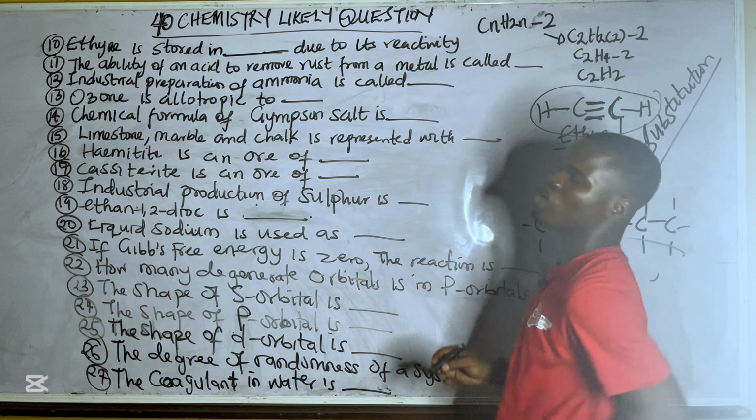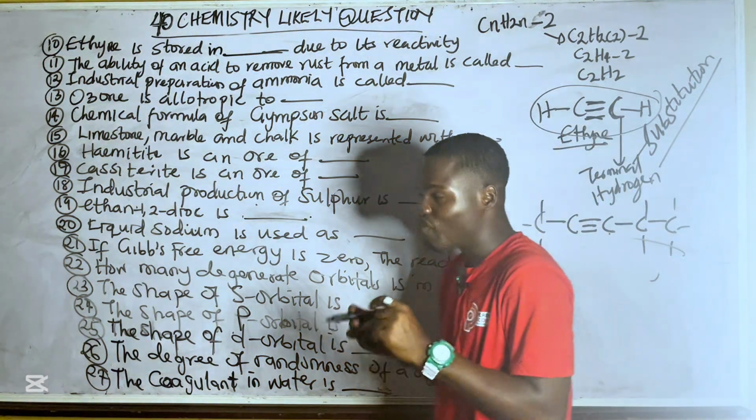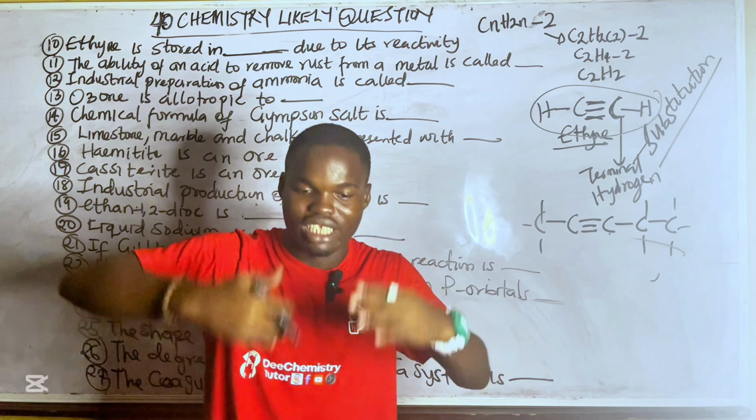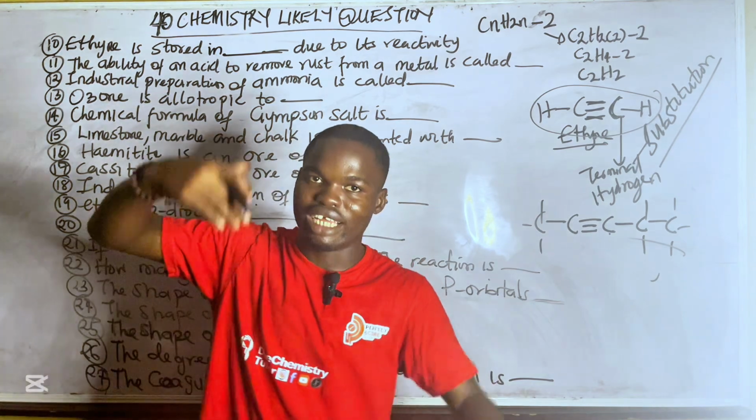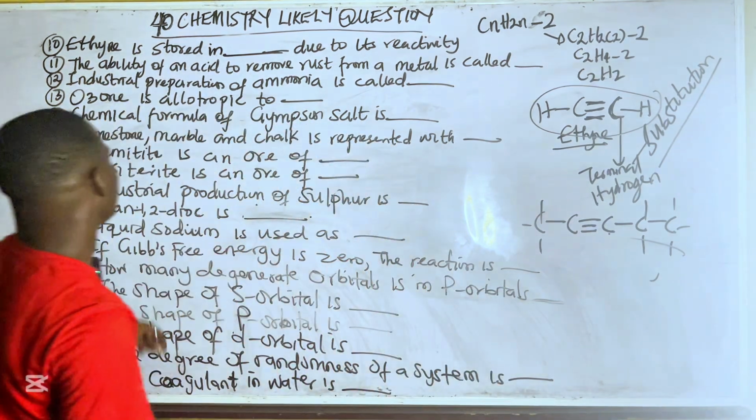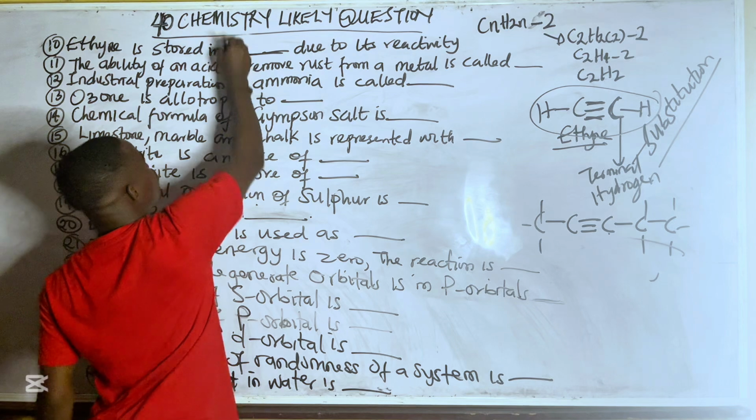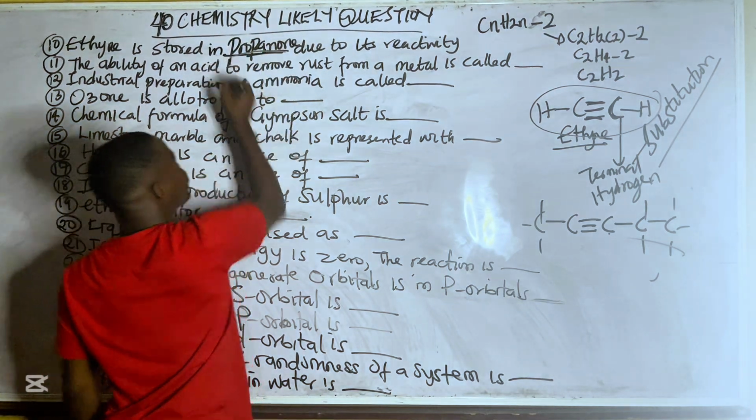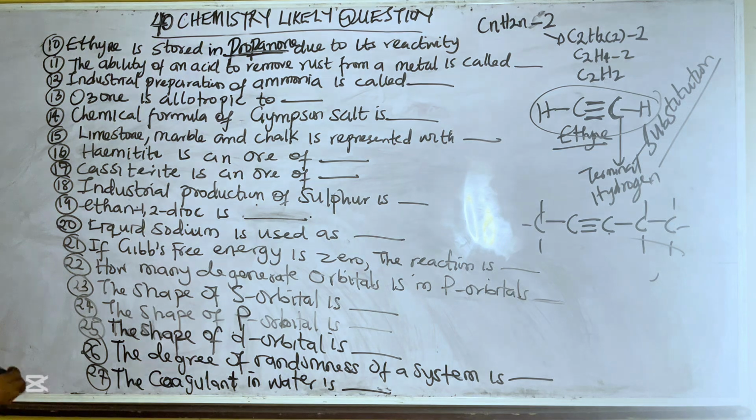But the answer to this question is that ethyne, in fact, is the most reactive. Alkynes are more reactive than alkenes, and they are more reactive than alkanes. You understand? In that order. So it's stored under what we call propanol. Propanol. Take note of that. It's a JAMB question.